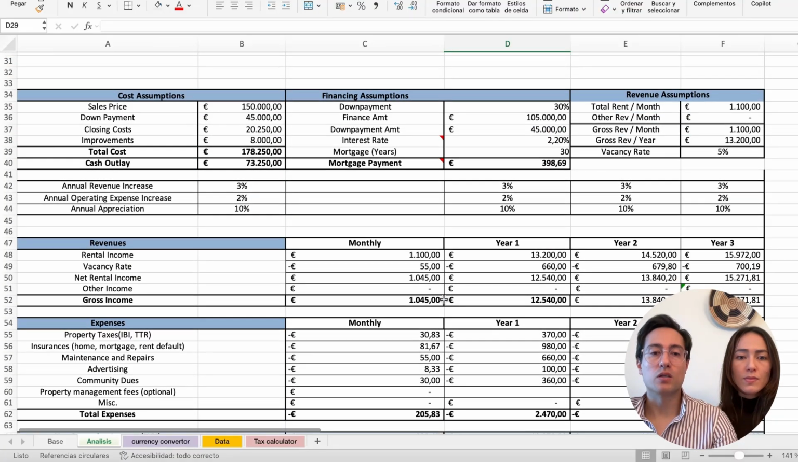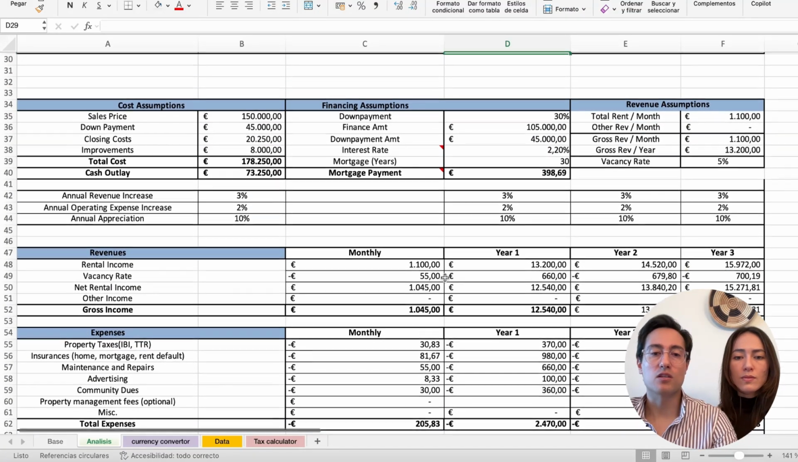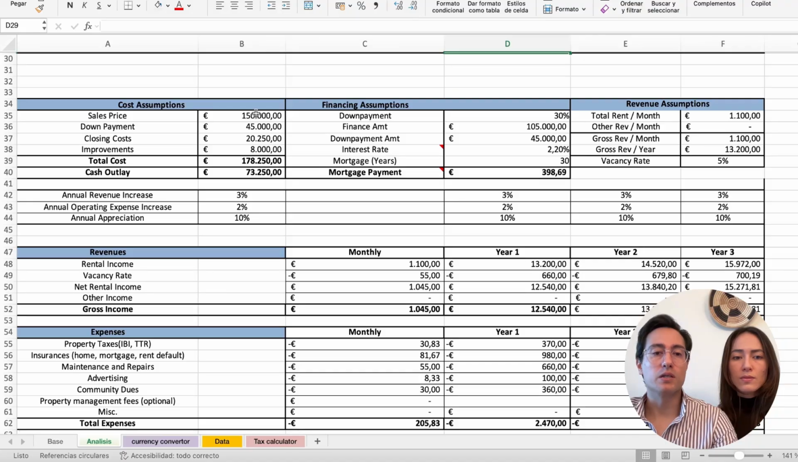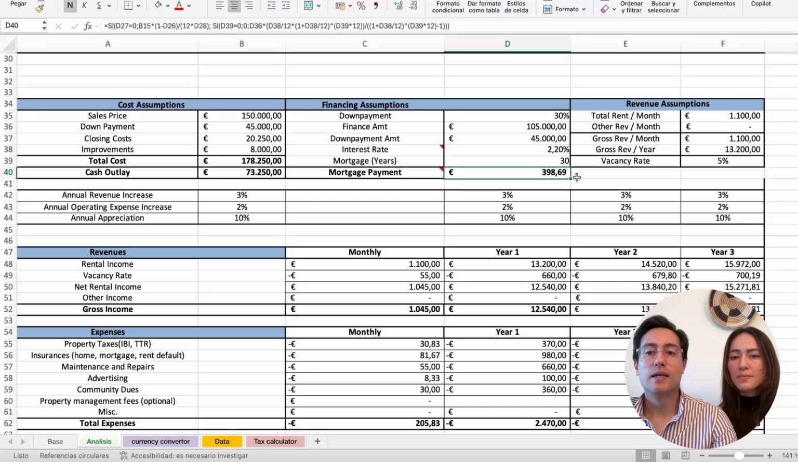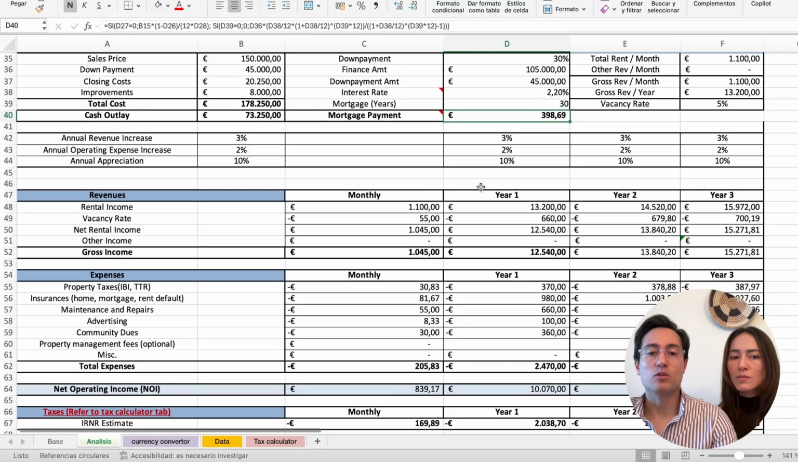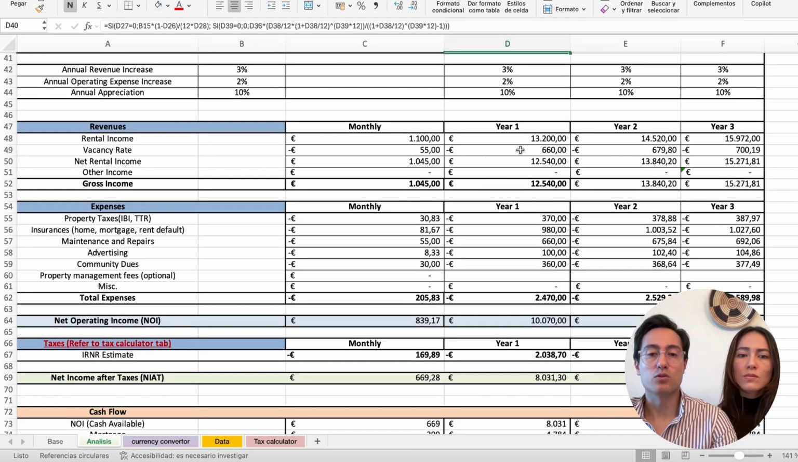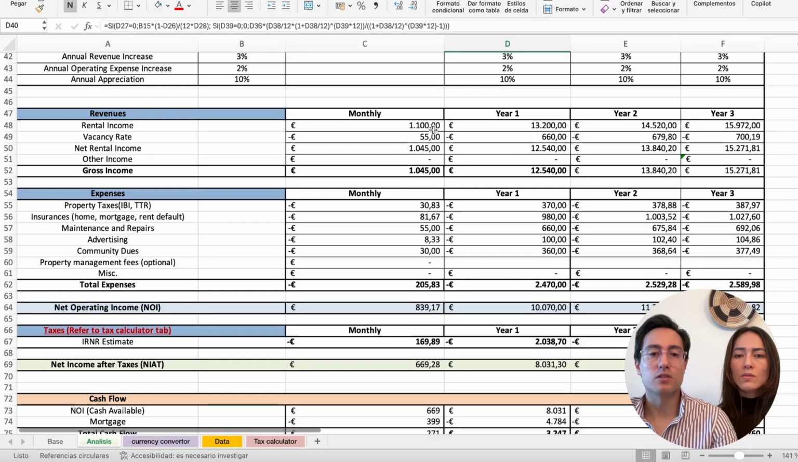Now, if we go into our cost and financing assumptions and then our cash flow, we're going to see a little recap here, being the sales price, the 150 that we mentioned, our down payment, the closing costs and improvements for a total cost of 178,000 euros. From this, we're going to pay 73,250 euros, and the bank is going to finance 105,000 euros, right? So with the financing that we got from this mortgage, we're actually going to be paying almost 400 euros per month. And if we go down now into our revenues, our cash flow, we're going to see how it's going to look by the end of the exercise.